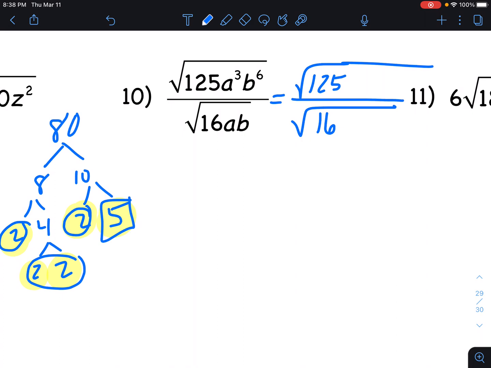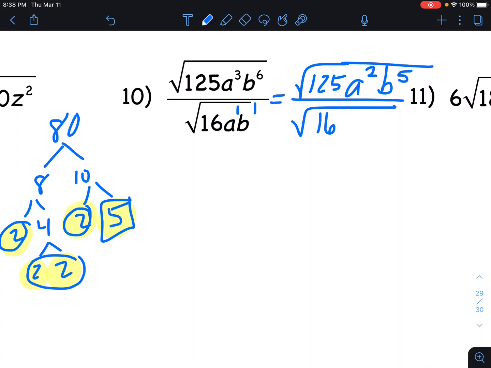Now, a to the third divided by a to the first, we can divide that. We're really subtracting the exponent. So 3 minus 1 will be 2. So a to the second on top, there's no more a on the bottom. And then the b's, b to the 6th divided by b to the first. That's 6 minus 1 is 5. b to the power of 5. See, it's nice to reduce fractions before we worry about square rooting.